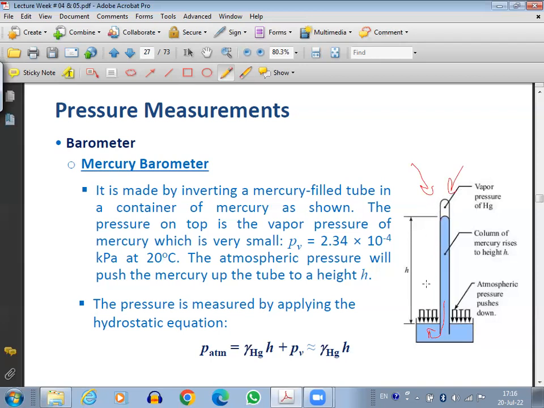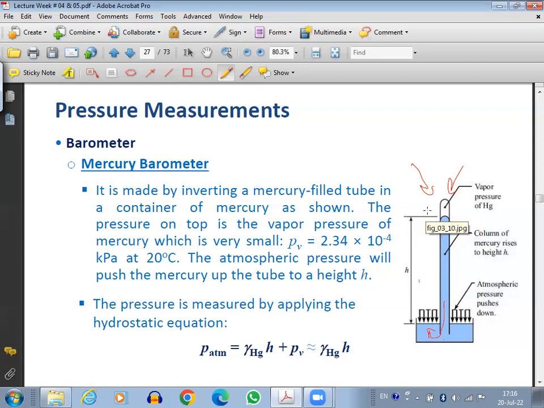The only way air can come in is if air can pass through the mercury in the container and then go into the tube. But the air does not do that because air has very little density. It cannot penetrate through, and here we have glass, so air cannot directly enter.